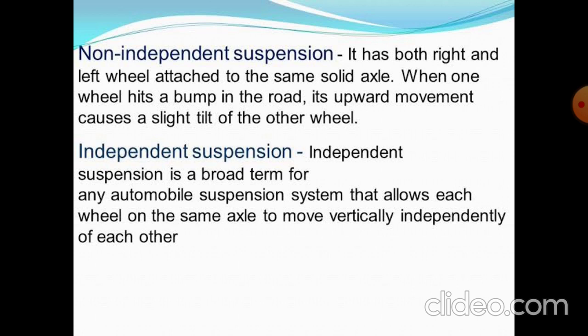Then the independent suspension system. Independent suspension is a broad term for any automobile suspension system that allows each wheel on the same axle to move vertically independent of each other, right? The wheel moves freely and independently in the upward direction. That is the simple independent suspension system.